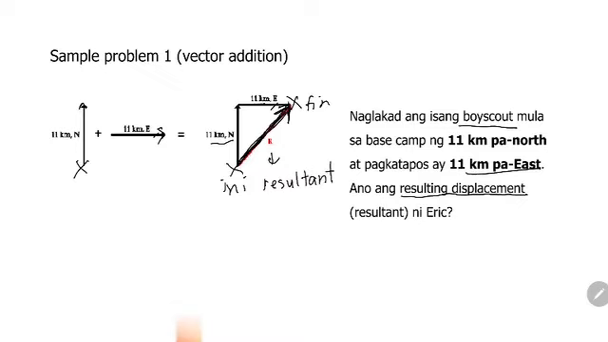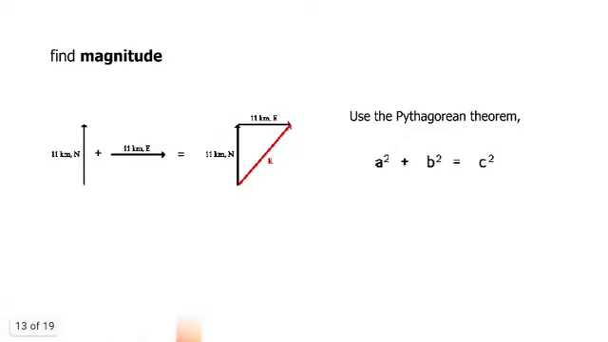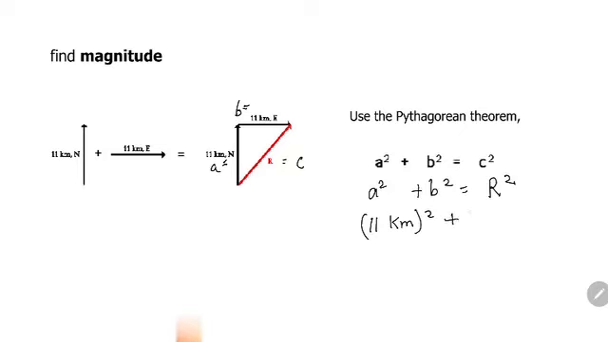Let's solve for the magnitude. So, kunwari, ito yung A, and ito yung B. Pwede kasing baliktad. And then, ito yung, syempre, yung C, lagi siya yung resultant, o yung R. So, A squared plus B squared equals R squared. So, A is 11 kilometers, plus B is 11 kilometers, plus R, you're looking for that. So, of course, unknown pa siya. Magnitude. Ibig sabihin, gaano kahaba yung arrow na to.